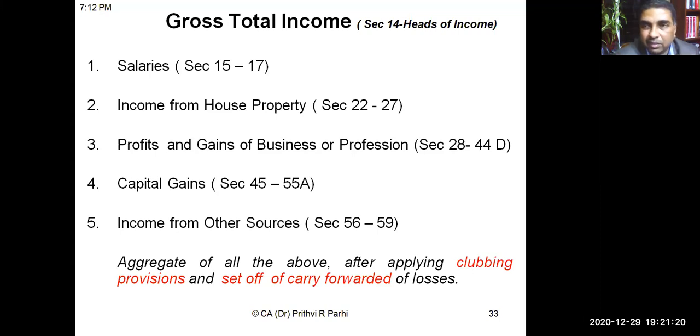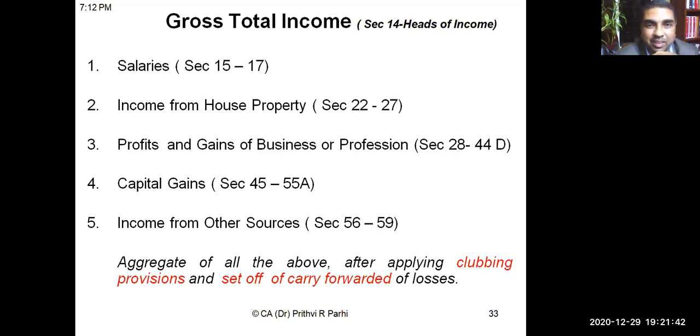So set off means we need to deduct the amount. Clubbing means we need to add, and set off means we need to deduct. But now we know how to compute gross total income. Yes or no?